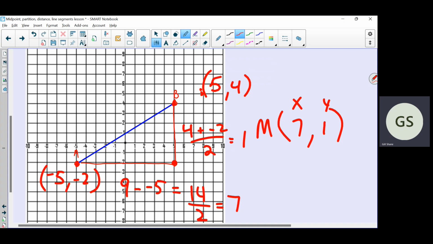What's the formula for midpoint? What do we do with the endpoints? What did I do? I subtracted them, didn't I? I figured out the length of that line and then divided by 2. I don't want to subtract them. I want to add them.